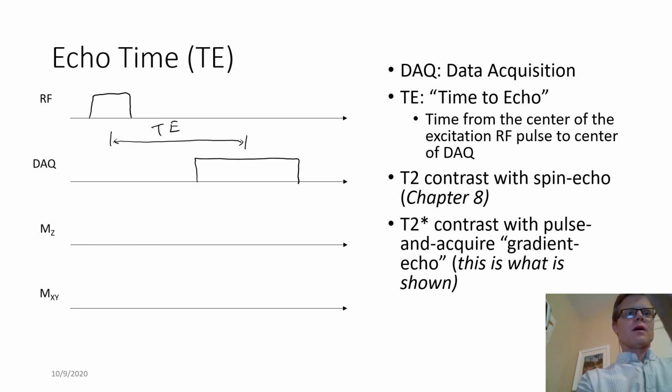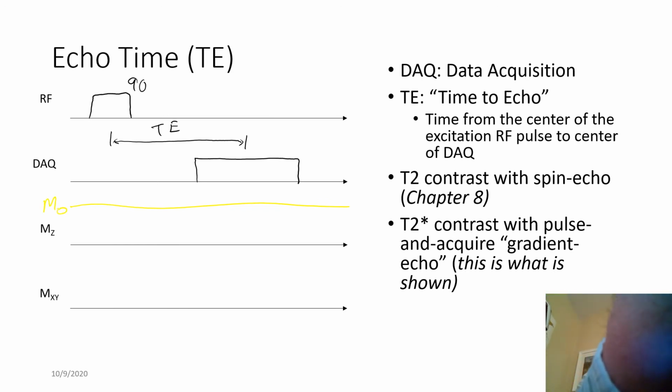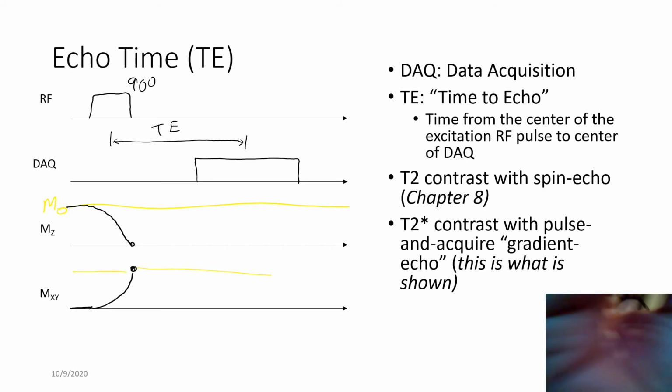So as an example here, let's continue with our example that, say we have a 90-degree RF pulse. So we start with M naught Z magnetization, no transverse magnetization. During the course of this RF pulse, Z magnetization will go to 0. And XY magnetization will go up to a value of M naught immediately after the RF pulse.